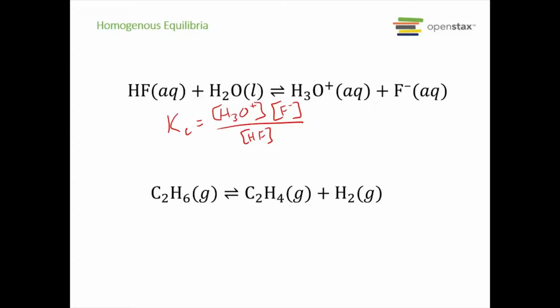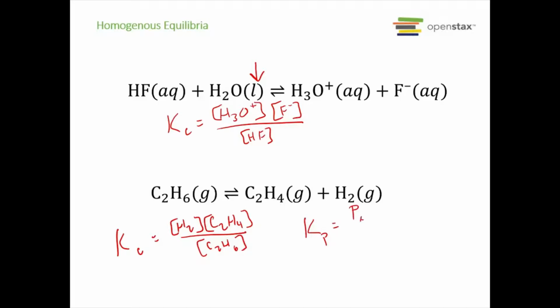Why do you think that is? Think about it. Look at water. It is in the liquid state. Therefore, it is not in our expression. And then we have on the bottom C2H6 going to C2H4 plus H2. If we wanted to do Kc, this would be H2 times C2H4 over C2H6. No exponents. Or if you did it in terms of pressure, you'd have the pressure of H2 times the pressure of C2H4 over the partial pressure of C2H6.